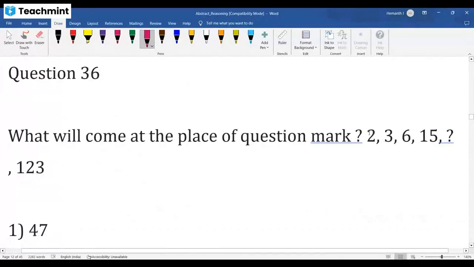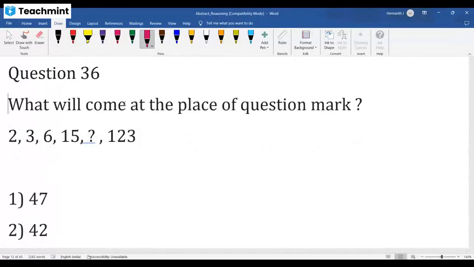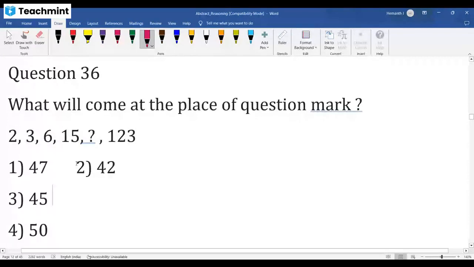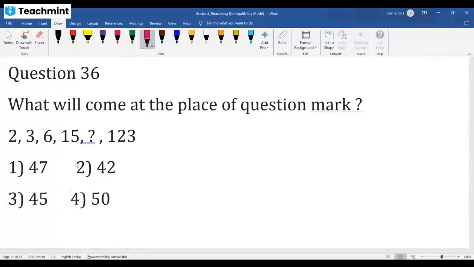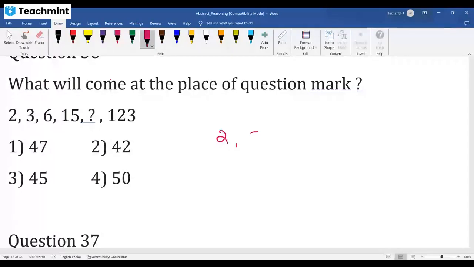Next, what about this one? 2, 3, 6, 15. Missing number, then we need to calculate 123. This is how they are asking in abstract reasoning. Okay, question number 36 to 50. If you feel this is easy in exam, you can start with this straightforward. All things are now simplified, so kindly work on things properly.